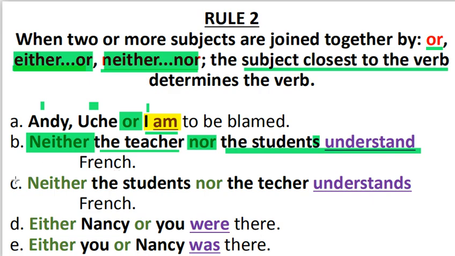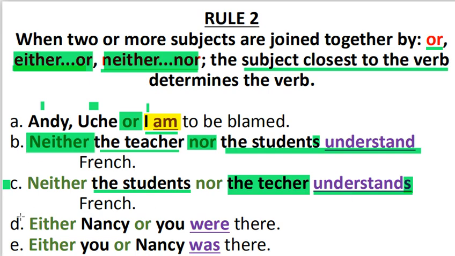In example C, we change the order of the subjects. Neither the students nor the teacher understands French. In this case, the teacher is closer to the verb. Therefore, the verb becomes singular, since the teacher, which is closer to the verb, is singular. That is why the verb in example C is also singular, understands with S. Neither the students nor the teacher understands French.